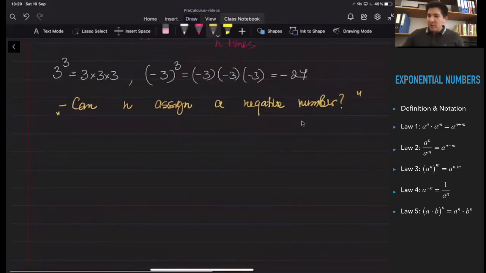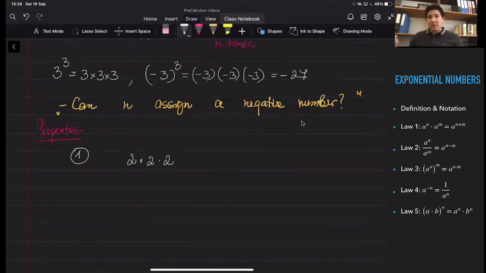So let's start with the properties of the exponential numbers. The first property: let's say I would like to multiply 2 by itself 3 times, so basically 2 times 2 times 2. At the same time, I'm going to multiply 2 by itself 4 times separately. It's going to be 2 times 2 times 2 times 2.